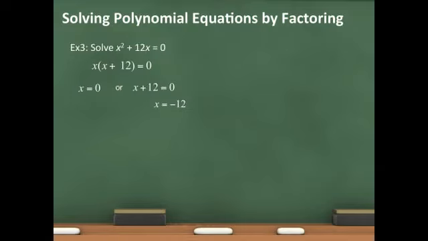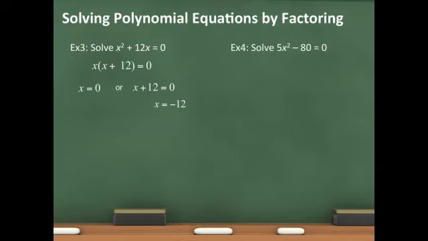In the next example, again, we have a missing term, so this will affect how we factor. We begin with step 1, which is to make sure the equation is in standard form. Note that this equation is set equal to 0, so that means step 1 has already been done for us. So we move on to step 2. In step 2, we need to factor the polynomial.